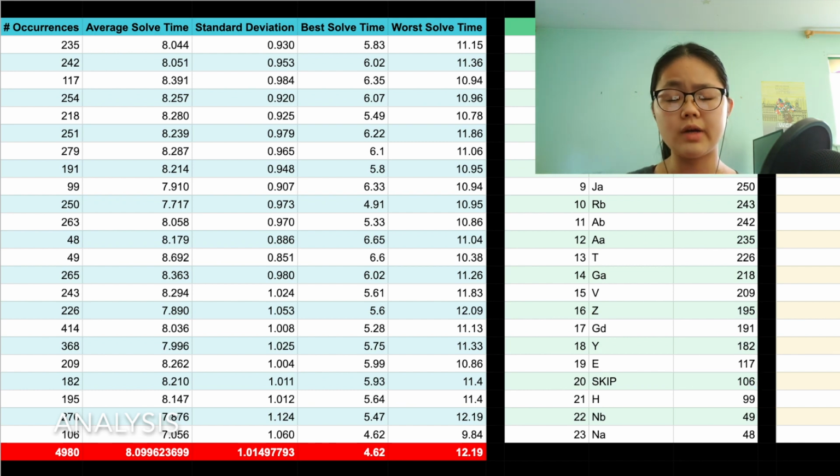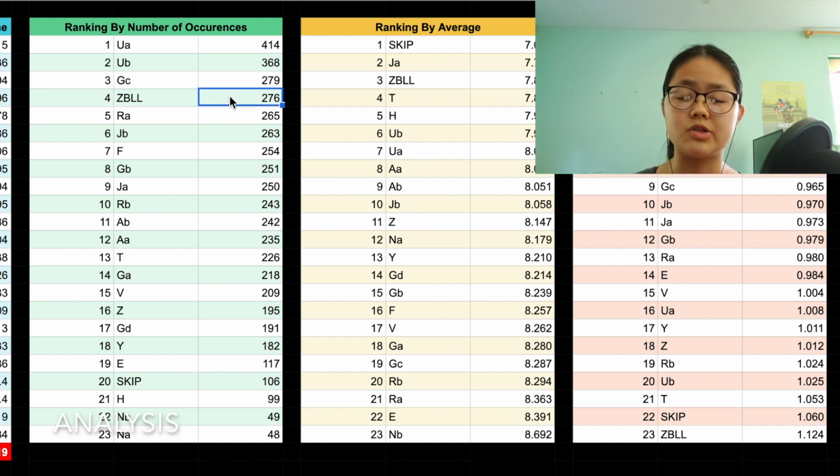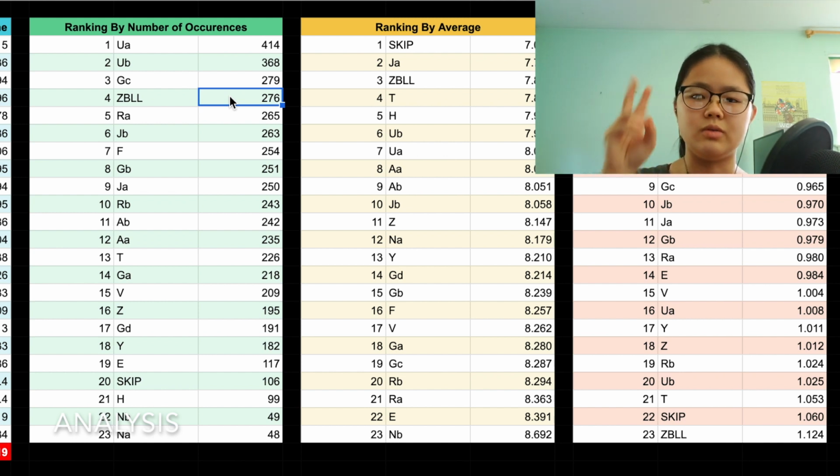And then another thing to note, I think at this point I know 120 ZBLLs. I didn't actually expect ZBLL to be so high up here. So I think that's a very interesting point that ZBLL is so high on this list because it does have a relatively low average time. And I think learning so many algs pays off because it comes up often. You're able to utilize these algs and you're able to skip PLL.